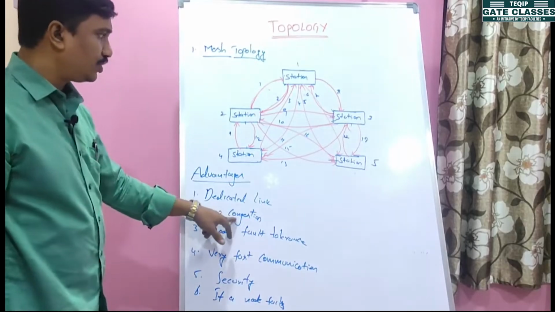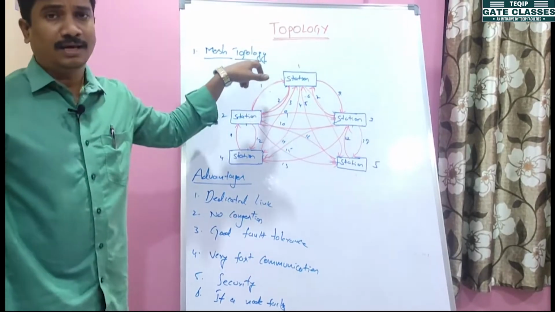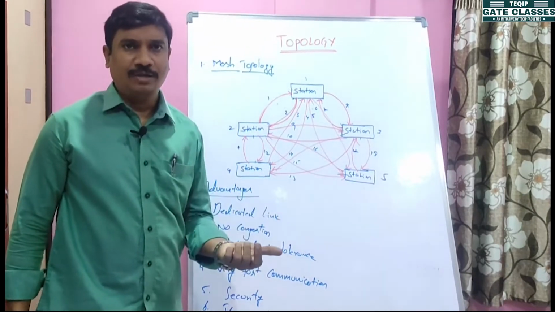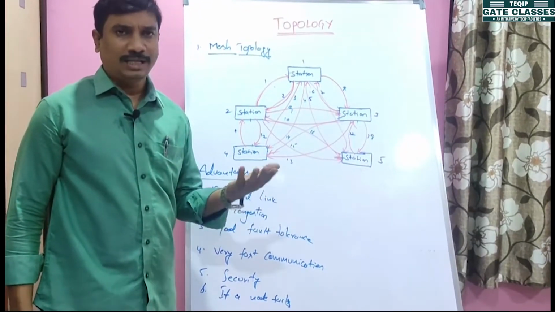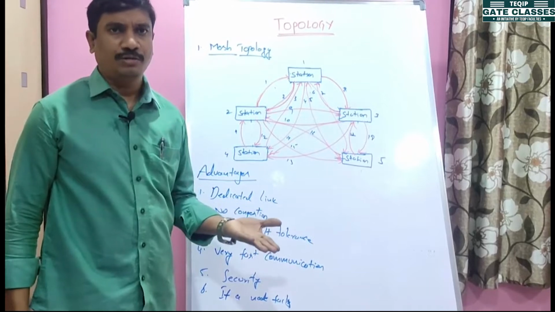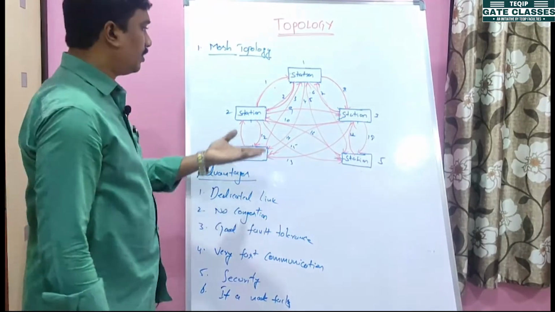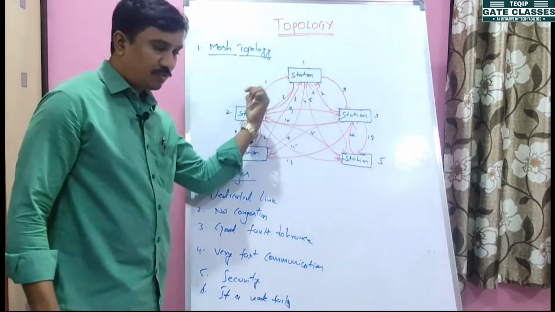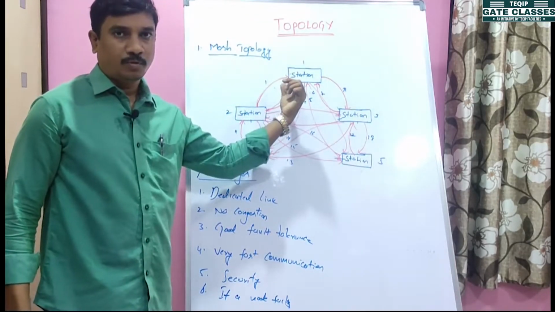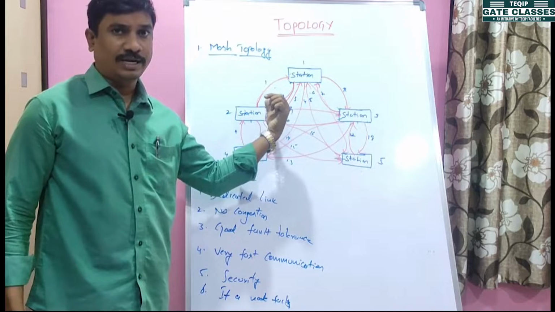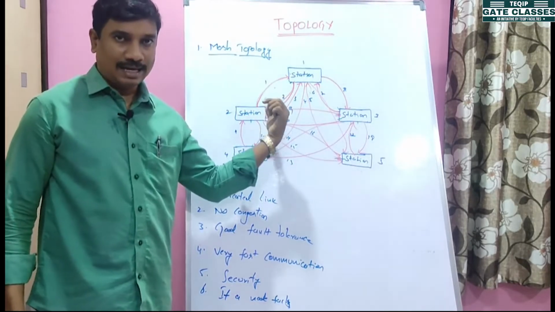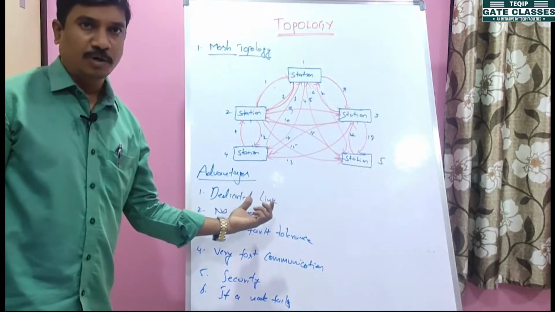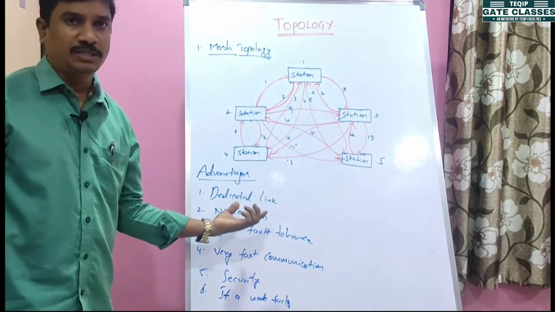Second one is no congestion. If we are providing the dedicated link, there is no congestion. Congestion means traffic. There is no traffic, so the data flows in only one direction, or if it is duplex, in only two directions, between station 1 and station 2 only. Only those two stations can transfer data in that link. That is the meaning of no congestion. Congestion is not possible.